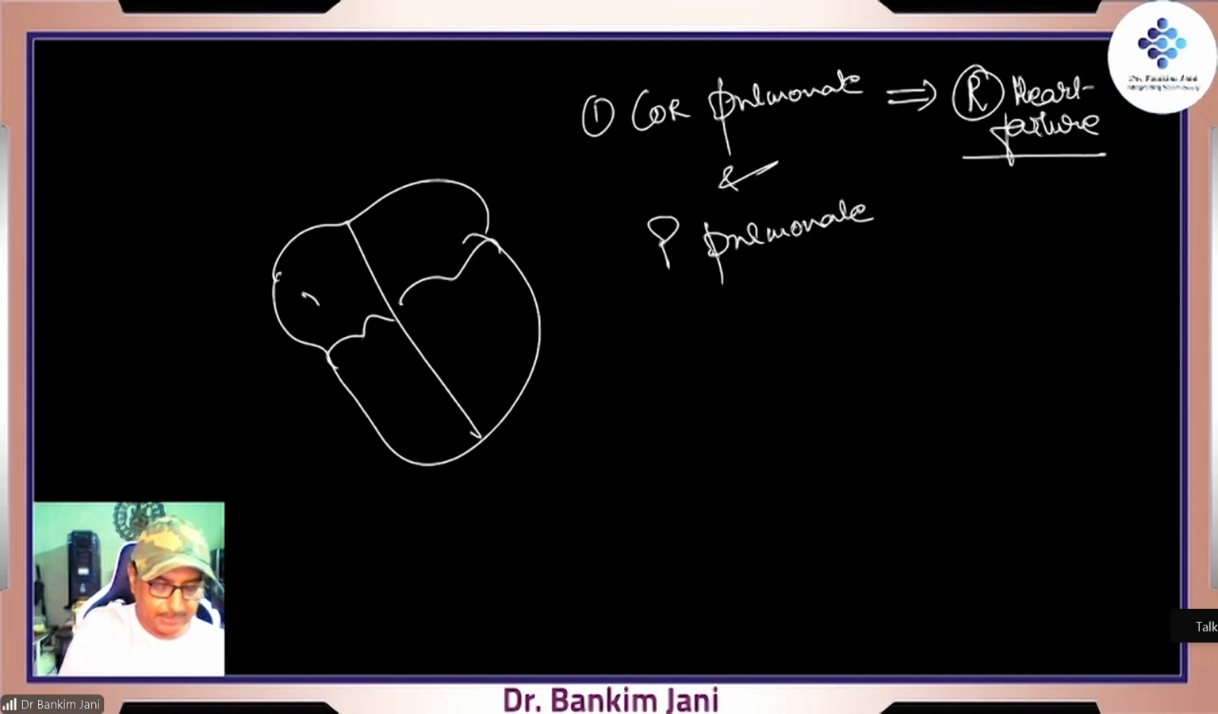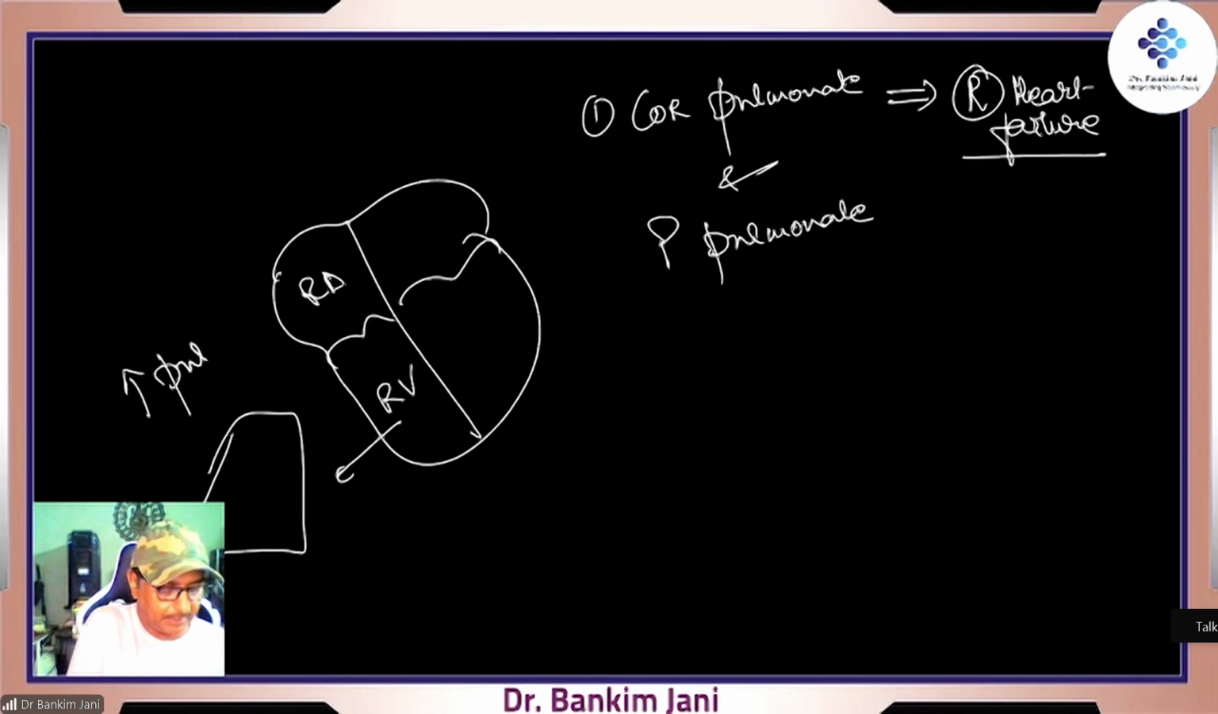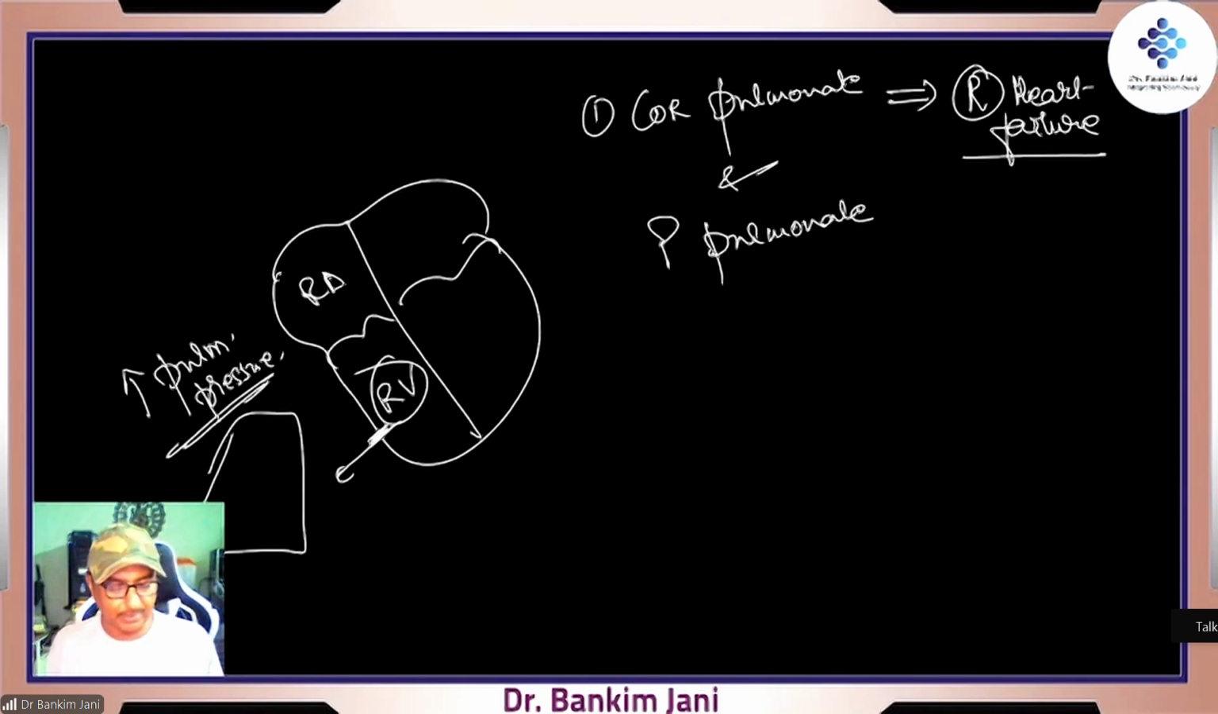So here it is. This is the right atrium, this is the right ventricle, and over here the lungs are there. When the blood is going into the lungs, if there is increased pulmonary pressure, that is what is called pulmonary hypertension. That will lead to an increase in the back pressure. That back pressure will lead to failure of the right ventricle, and that is what is called cor pulmonale. Now there can be several reasons for increased pulmonary pressure or pulmonary hypertension. There can be congestion, congenital, traumatic, inflammatory, neoplastic, and miscellaneous causes.